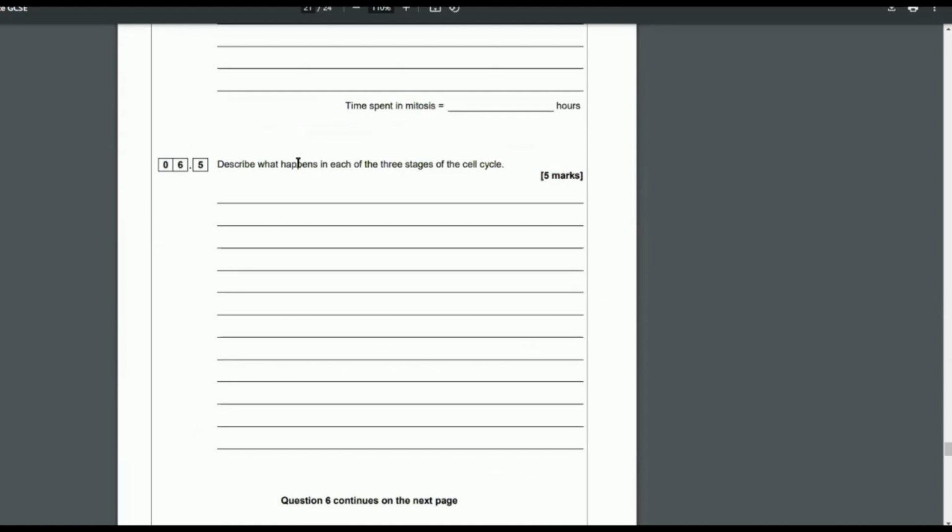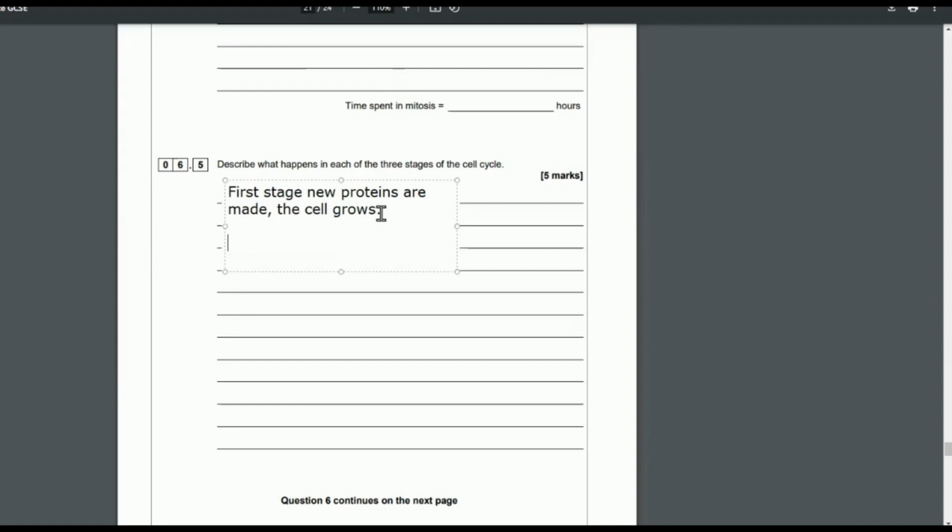So we've got 3 stages of the cell cycle. In the first stage, new proteins are made. The cell grows. It would help if I actually used commas or full stops rather than just smashing it all out. Right. First stage, new proteins are made. The cell grows.